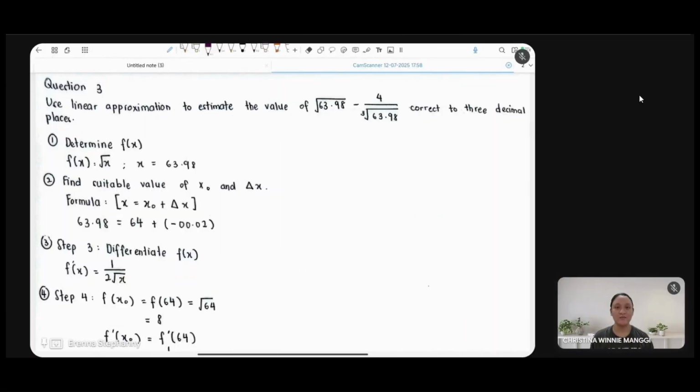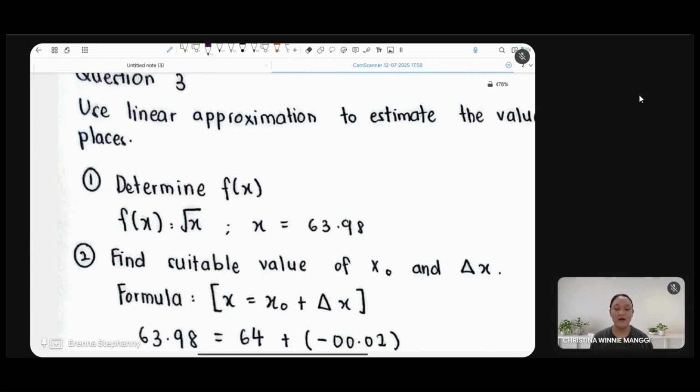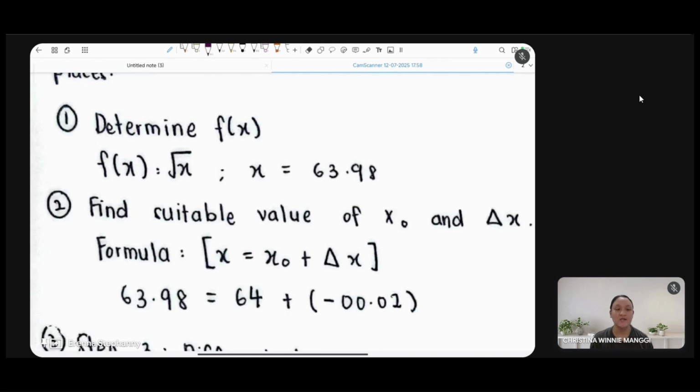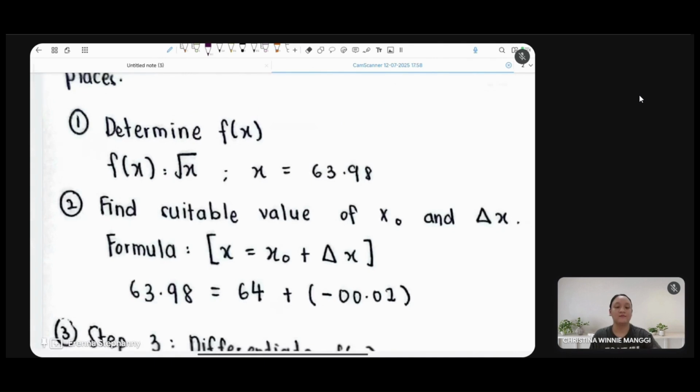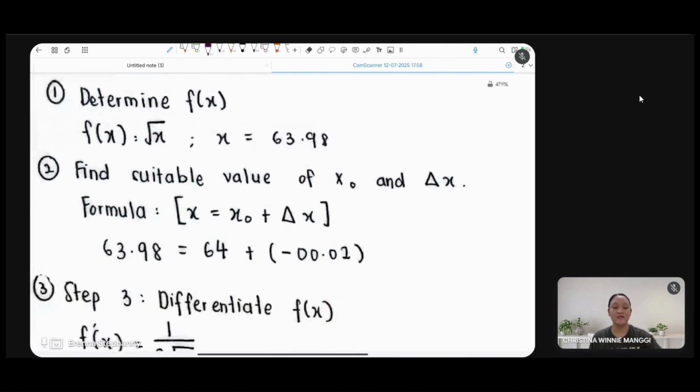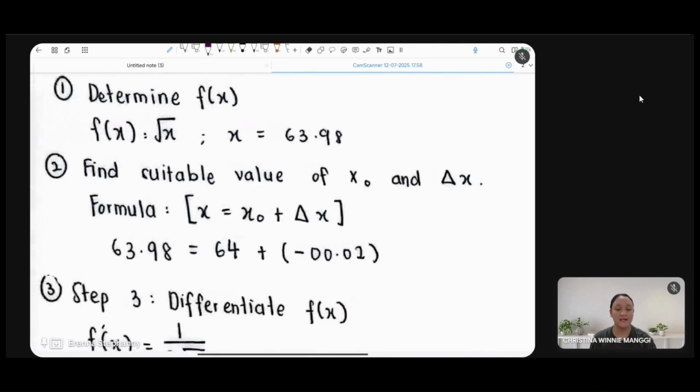So I'm going to explain how to use linear approximation to estimate the value of square root of 63.98 minus 4 over cube root of 63.98, correct to 3 decimals. First step is we are going to determine f(x). We know that f(x) is equal to the square root of x, so we assume that x is equal to 63.98. The second step is we need to find the suitable value of x and delta x.